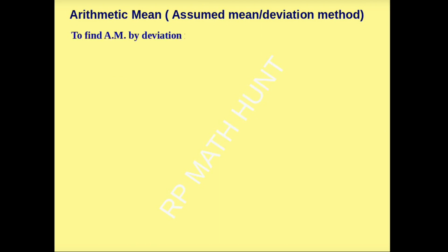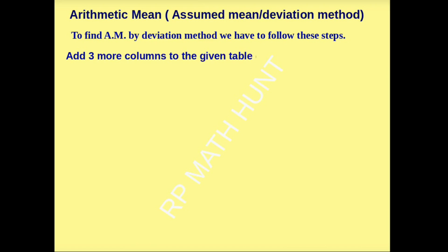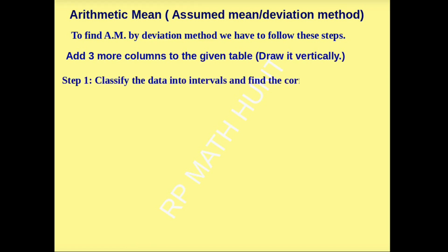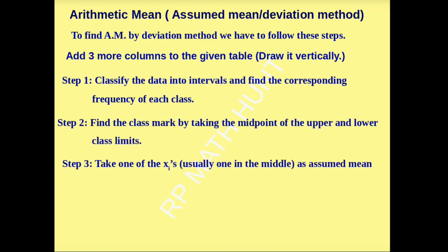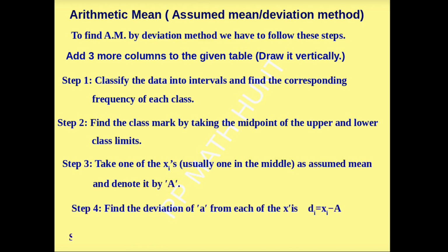To find the arithmetic mean by the deviation method, we have to follow these steps. Add three more columns to the given table, right vertically. Step 1. Classify the data into intervals and find the corresponding frequency of each class. Step 2. Find the class mark by taking the midpoint of the upper and lower class limits. Step 3. Take one of the xi's as the assumed mean and denote it by capital A. Step 4. Find the deviation of A from each of xi: di is equal to xi minus A. Step 5. Find the mean of the deviations. Am is equal to A plus sigma fi di by sigma fi.